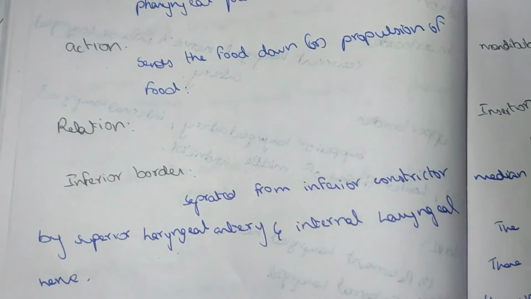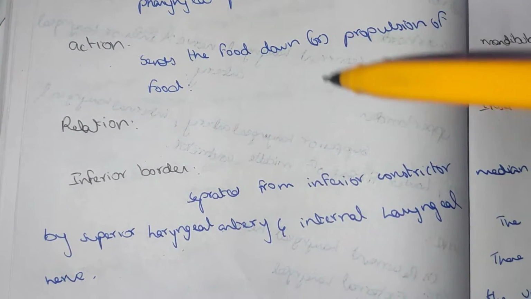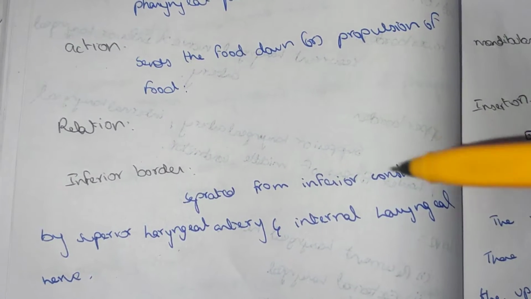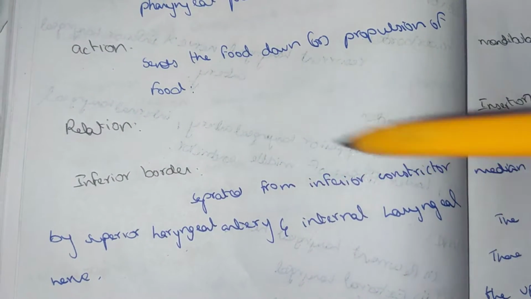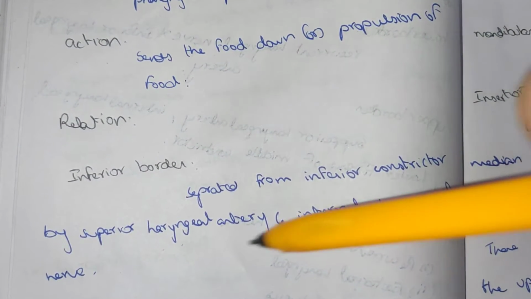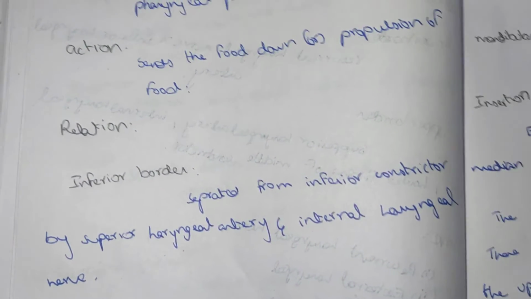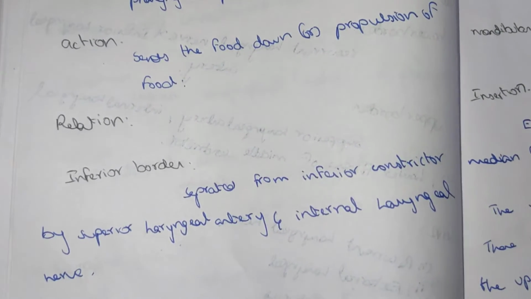Now we will see the relation. The inferior border is separated from the inferior constrictor of pharynx by the superior laryngeal artery and the internal laryngeal nerve. This separates the middle constrictor of pharynx from the inferior constrictor of the pharynx.